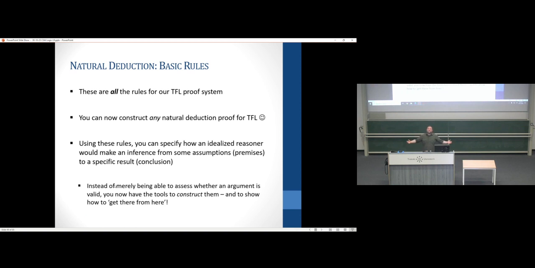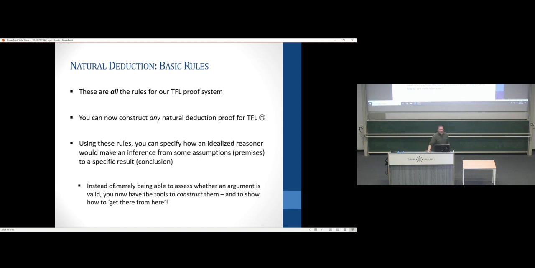These are all the rules. That's it. You've got introduction and elimination rules for each of the operators. You've got the explosion rule, and you've got TND. You can now, with these, construct any natural deduction proof. Or to put it another way, using these rules, you can specify how an idealized reasoner would make some inferences to go from a premise to a conclusion. You can show how to get from assumptions, from premises, to a conclusion.